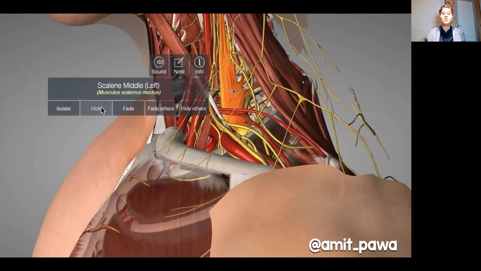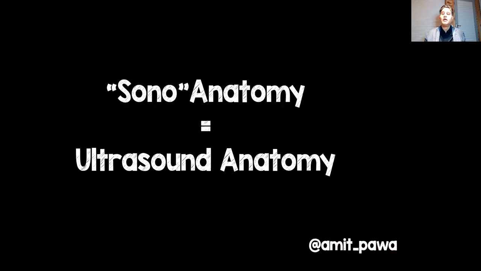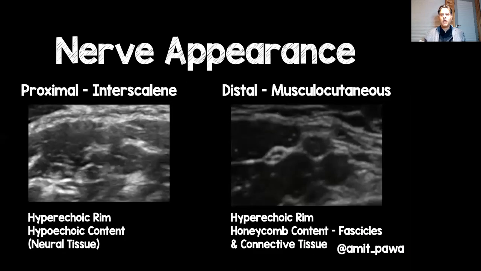So I cannot stress to you just how important one of these apps is. Ultrasound anatomy is sonoanatomy. Sonoanatomy is ultrasound anatomy. There's a couple of rules that are worthwhile remembering. When you're looking at proximal neural tissue, it tends to be very dark, with a hyperechoic rim and then sort of dark hypoechoic content. If you look at the proximal interscalene, you can see those neural structures are visible like that.